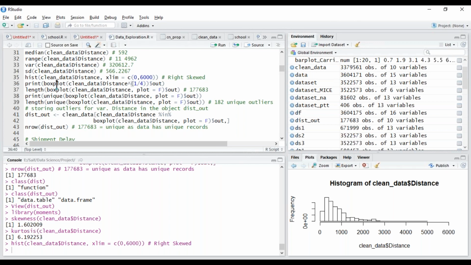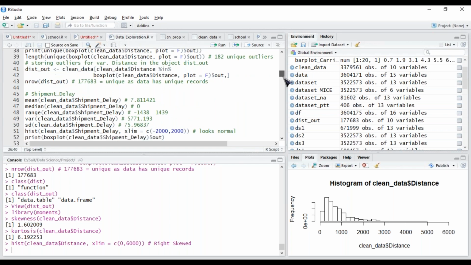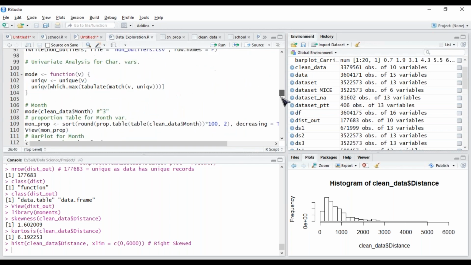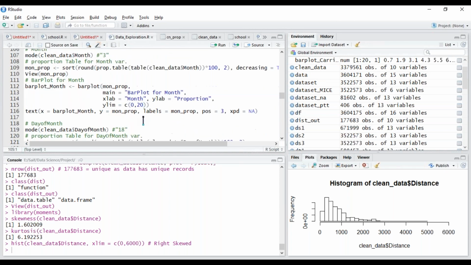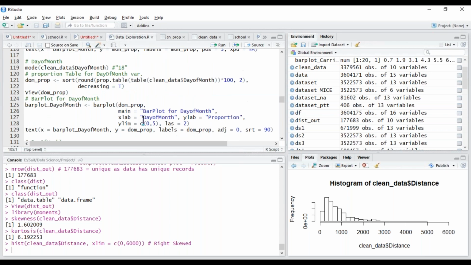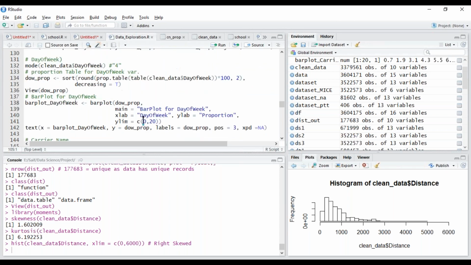So I have plotted a histogram. Let me take you to the feature engineering code. Before that, this is the function to compute the mode of any categorical variable. Once we get to the categorical variable, I'll describe that. We'll discuss on that. So where is that?